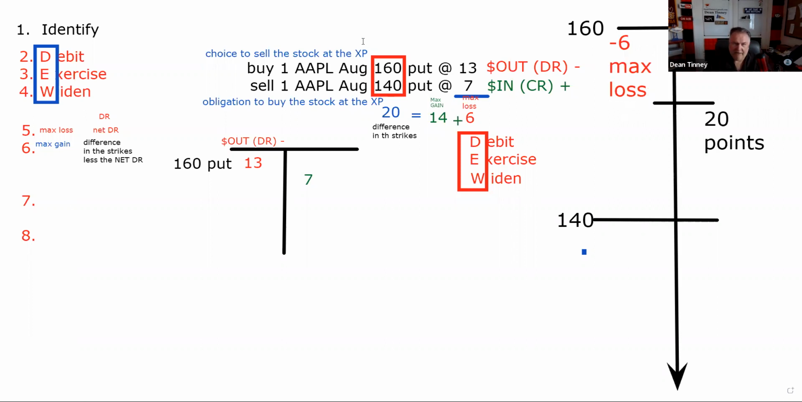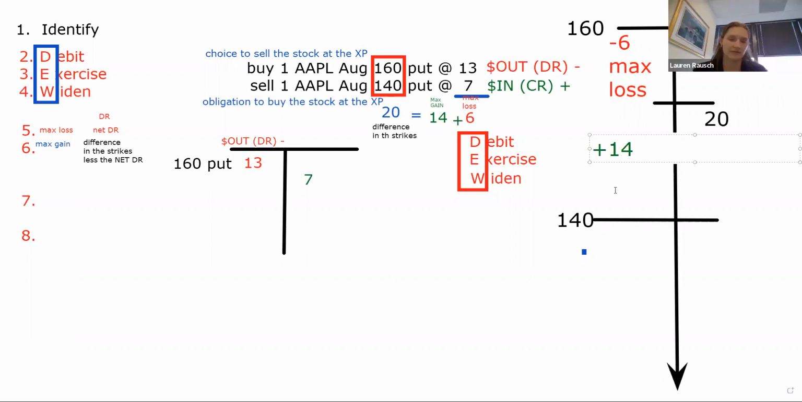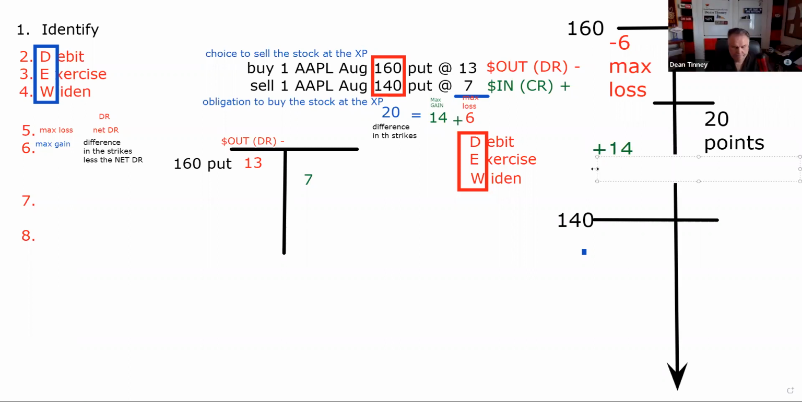And we said the gain and the loss is always going to equal, right? The different strike prices. We're saying we only want to play between 160 and 140. We don't want to play any more.